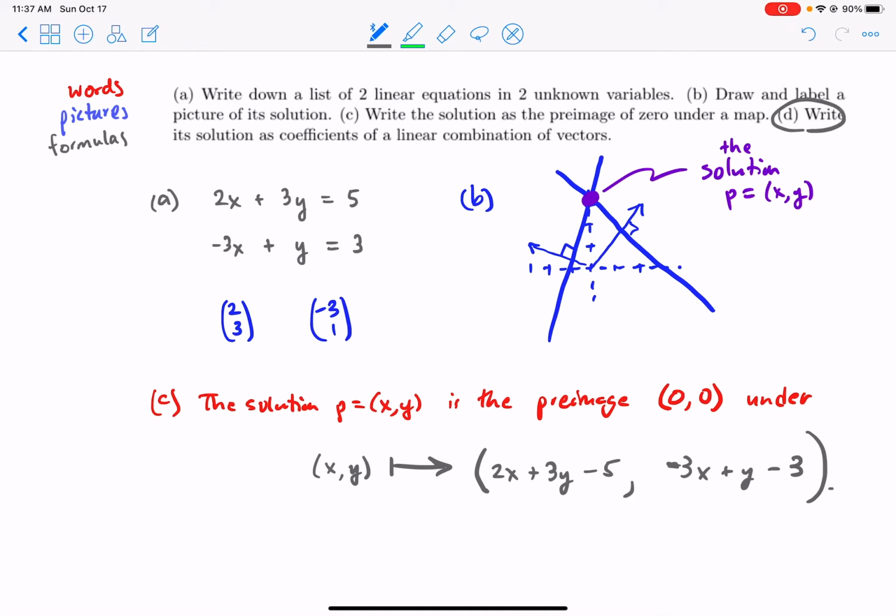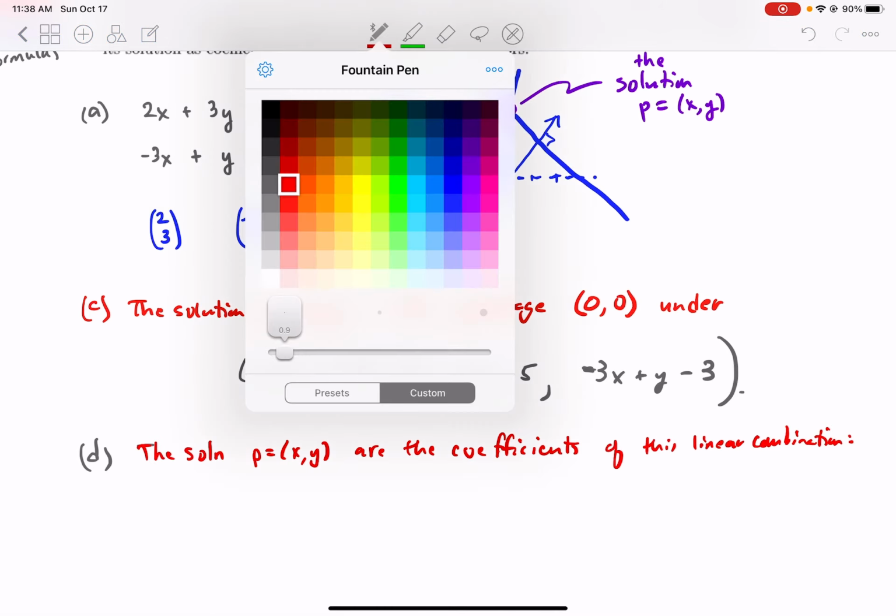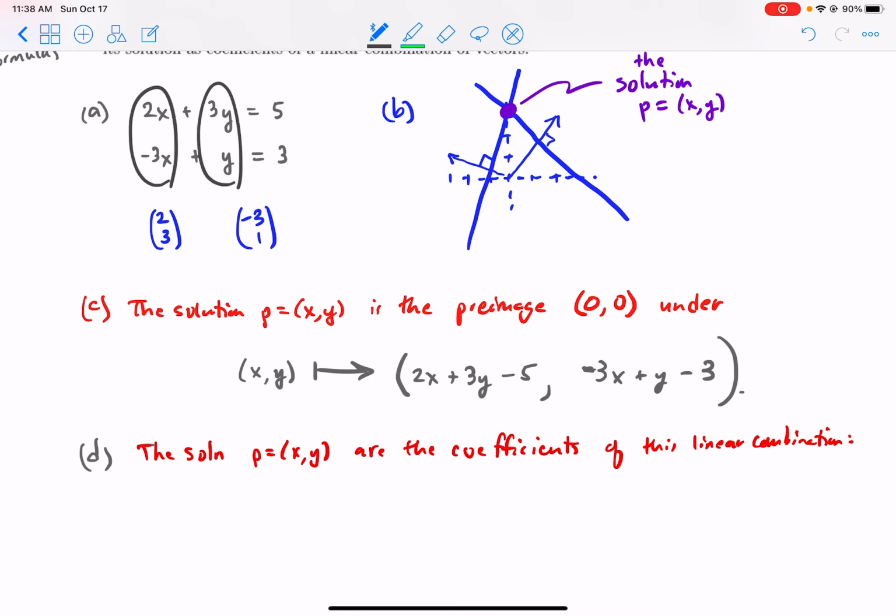Part D. Write its solution as coefficients of a linear combination of vectors. Okay, so this is yet another way to write its solution. So I'll put in words first. The solution, sometimes I write SOLN for solution. The solution, P equals xy, are the coefficients of this linear combination. And then I'll write the linear combination I need. Namely, this vector plus this vector equals that vector.